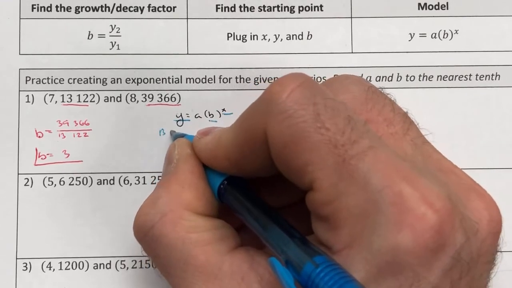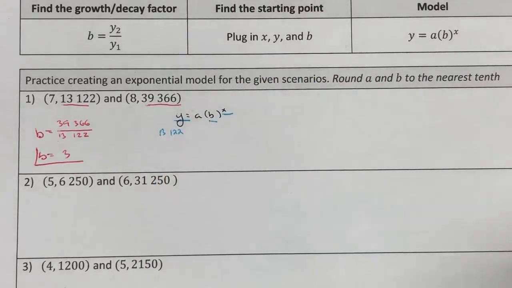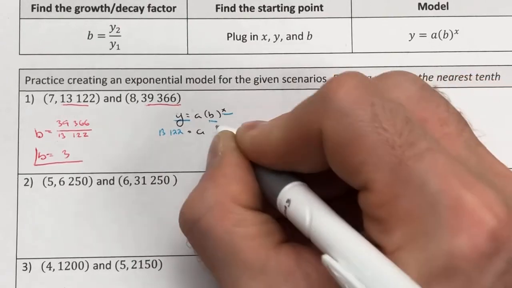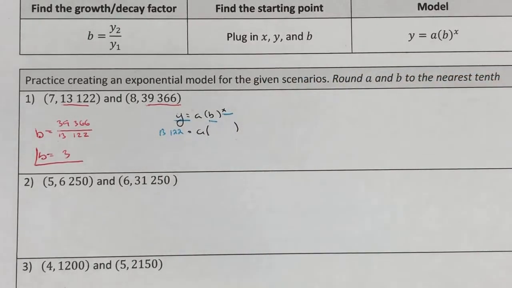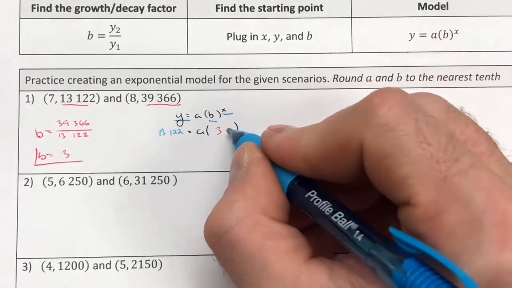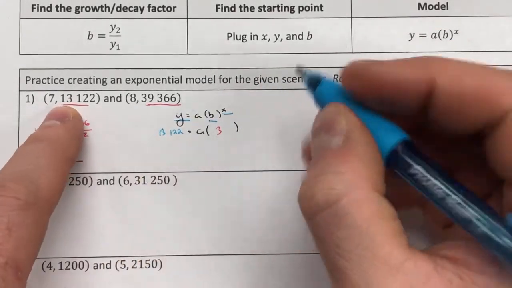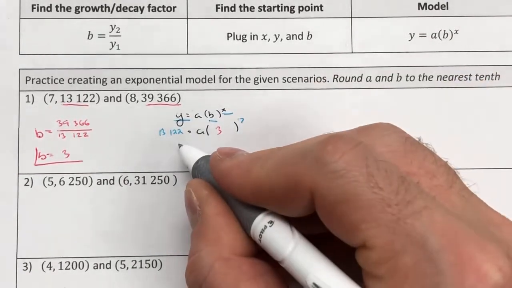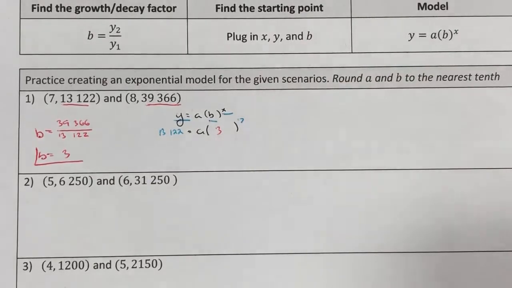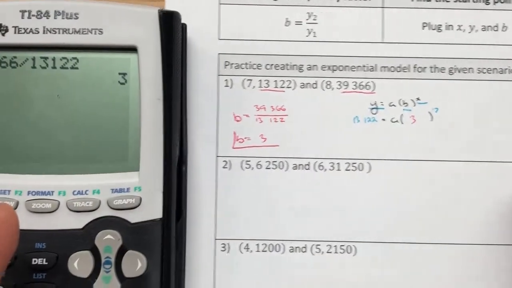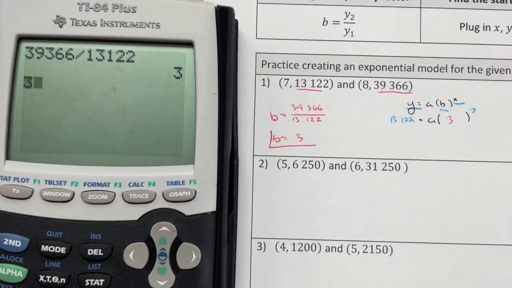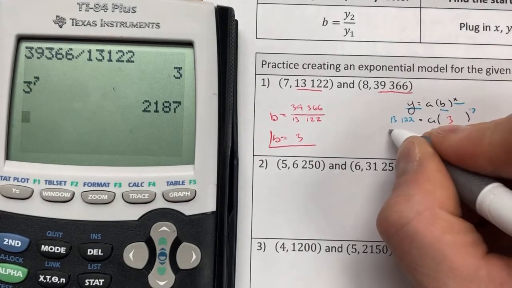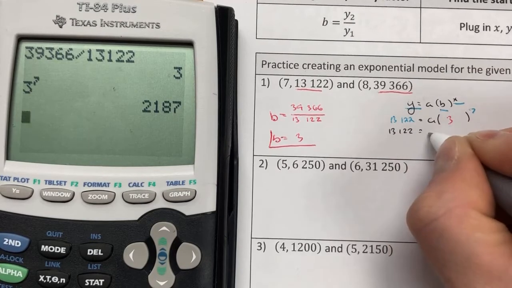So 13,122 is equal to whatever that starting value is times b, which we know our b value here is 3, to the power of x. Well, the x attached to 13,122 is 7. So we're going to say 3 to the 7th power is, let's take a look, 2,187.